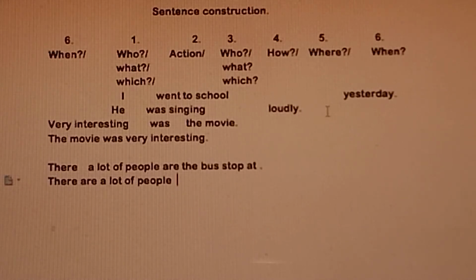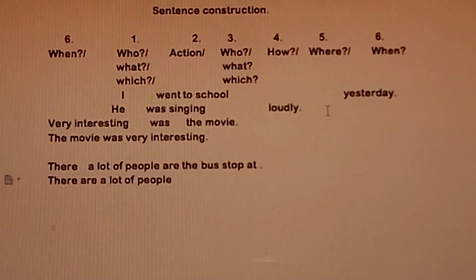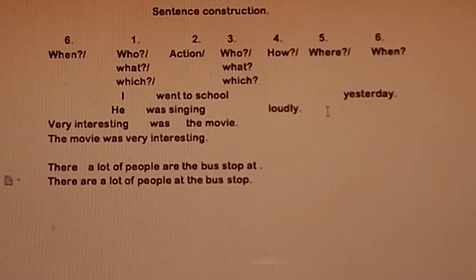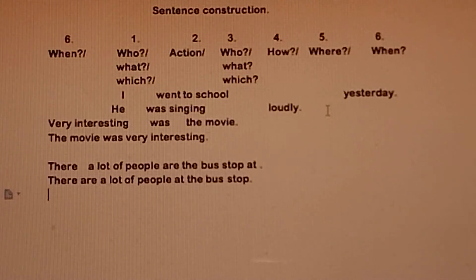Action, we don't know. Who, we don't know. We know the first who. How, we don't know. Where, at the bus stop. There are a lot of people at the bus stop. Let's have more examples.